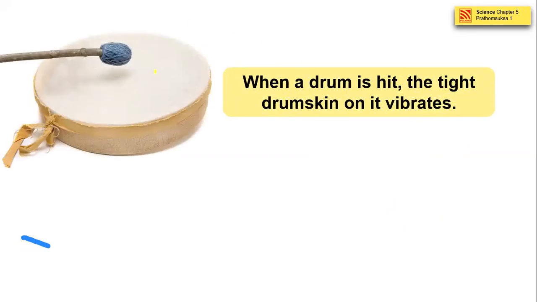Okay, and same with the drum. When we hit it, the whole surface of the drum, all around it, goes up and down, boom, up and down, boom, up and down, boom. The drum is vibrating. It vibrates.